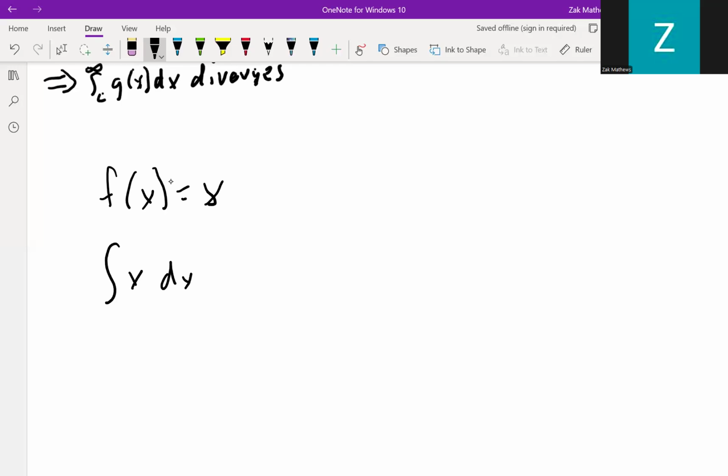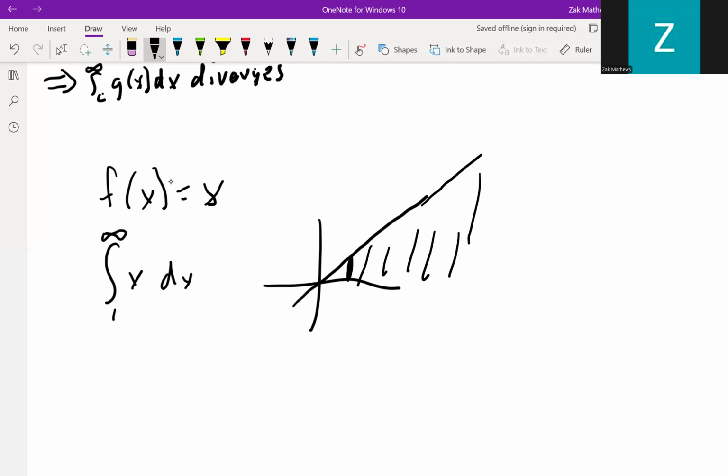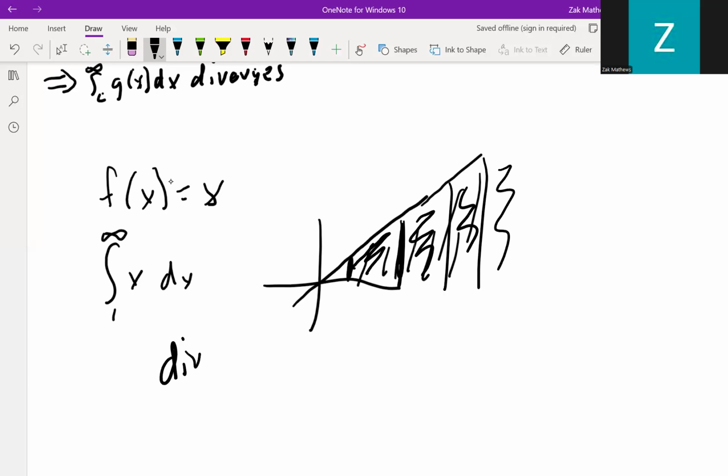It's x, and we're going from 1 to infinity. We know what this thing looks like. It looks like that. We're going from one, so we're looking at all this area. An integral is just an area under a curve. Clearly these areas continue to grow and grow. From here to here we have this much space, and if we go a little farther, we add a lot more space to it. We continue to add space as we go along. So this is clearly a divergent integral.